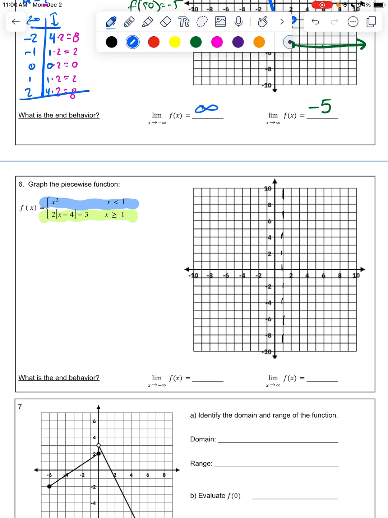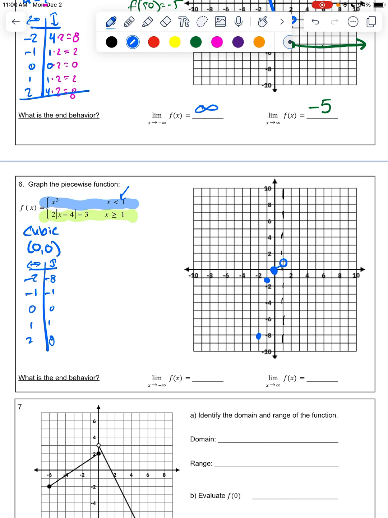All right, piece 1 is cubic. There's no transformations on it, so it means 0, 0 is the starting point. I'm going to plot that. The cubic table looked like this. There's the left, right, there's the up, down. -2, -1, 0, 1, 2, -8, -1, 0, 1, 8. So from that starting point, left 2, down 8. From the starting point, left 1, down 1. From the starting point, right 1, up 1. Oh, we're on the boundary. Open or closed circle, it's an open circle there.